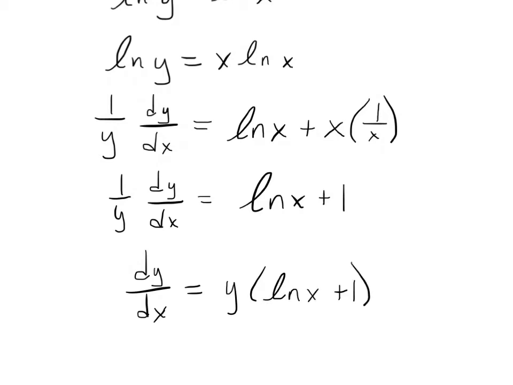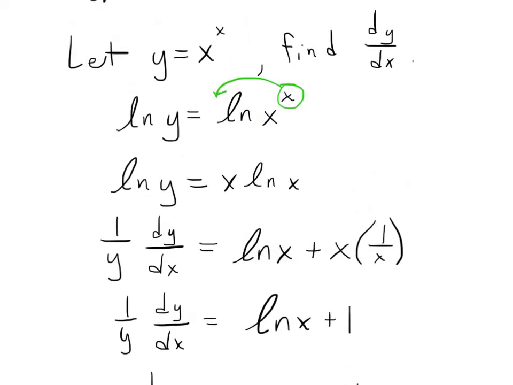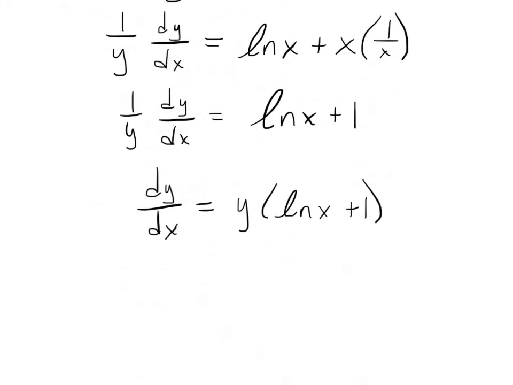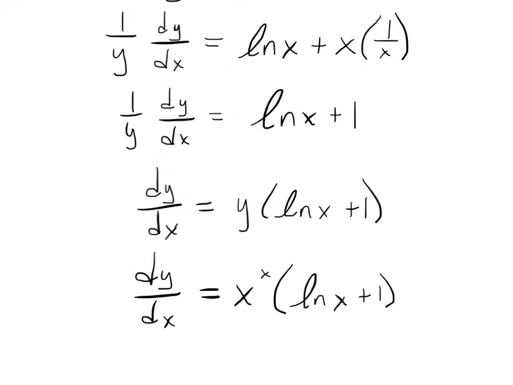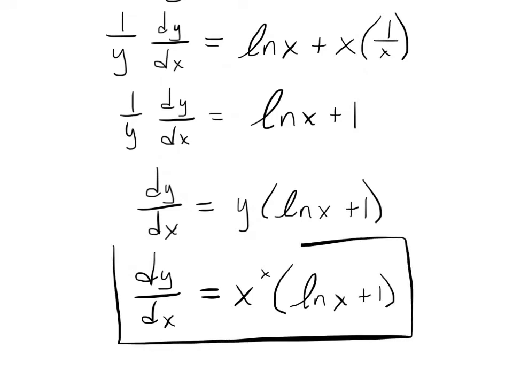And the final step is for us to recall, hey, I know what y is. From the beginning of this problem, we said that y was going to be x to the x power. So now that I'm at this point, I can say that dy/dx is x to the x power times the natural log of x plus 1. And that's the end. Yay, we solved the problem.